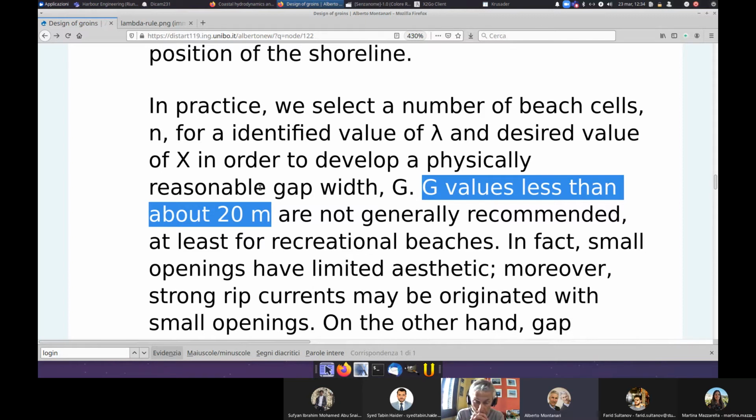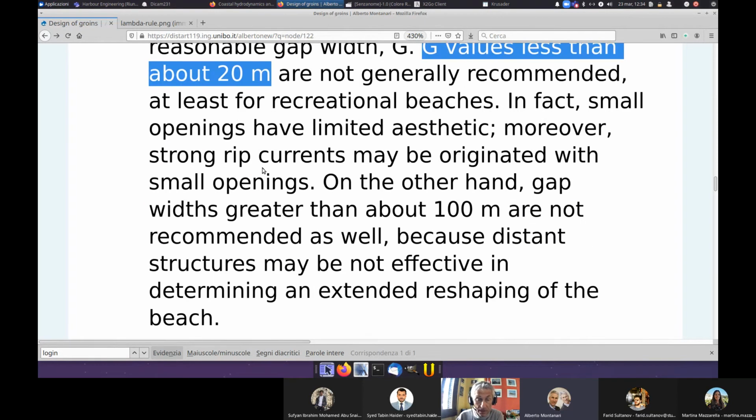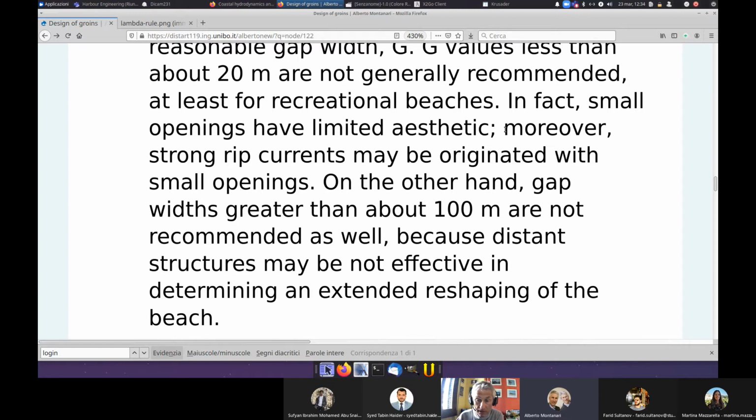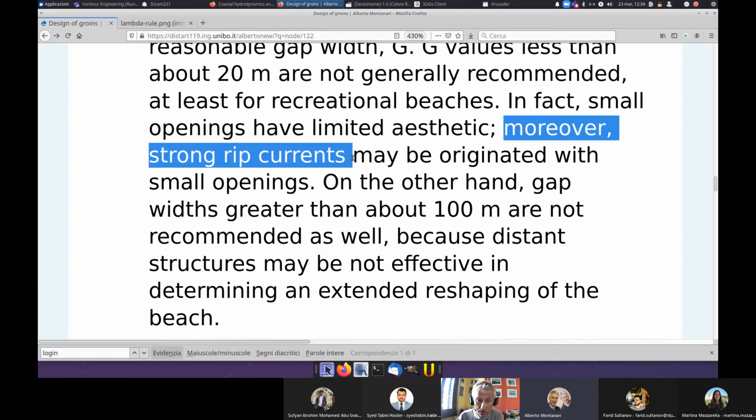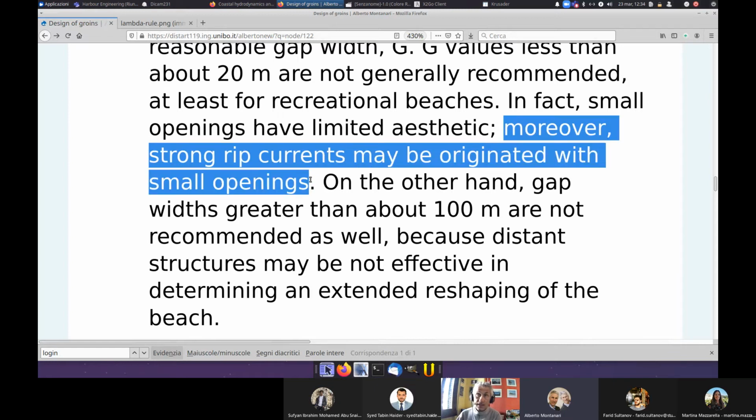I would say that 20 meters is a real minimum, because otherwise it's very, very reduced. Try to have a look at the beaches and you will see that usually the gap between groins is larger than that. This is a minimum number. And also remember, it's not only a question of visual, it's also a question of rip currents, which may be more pronounced if the openings are small. And again, rip currents are something that you have to carefully evaluate.